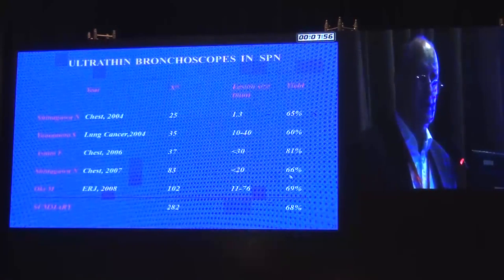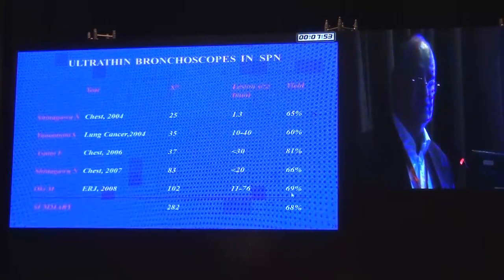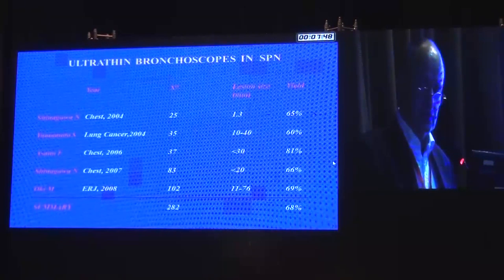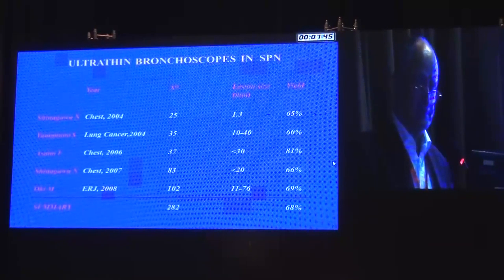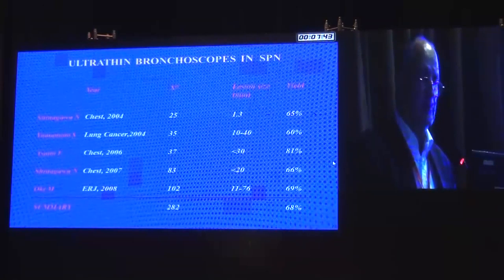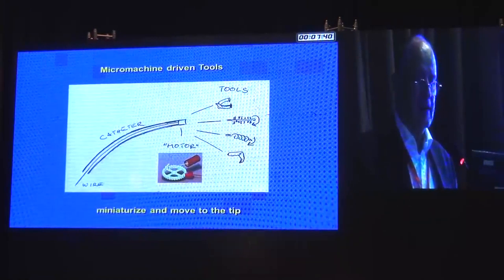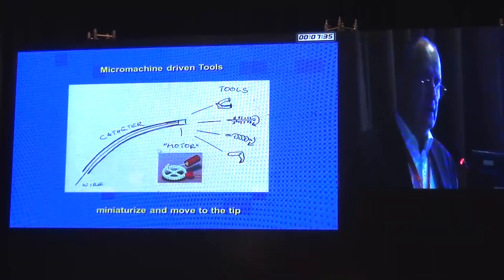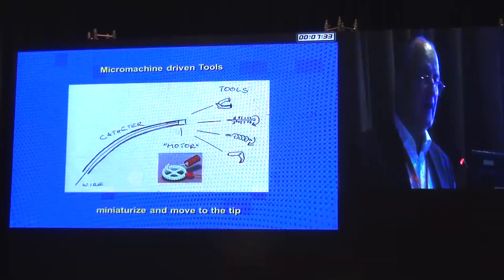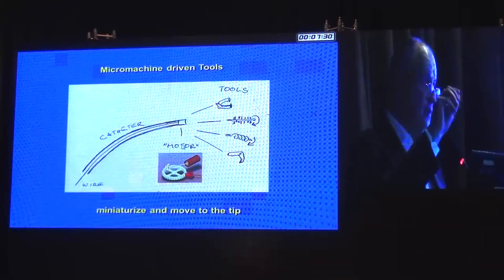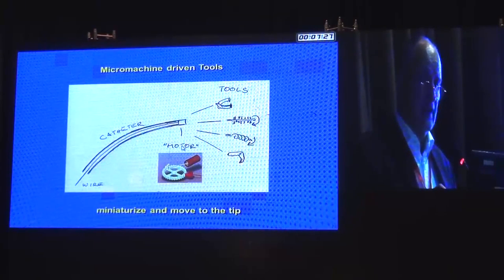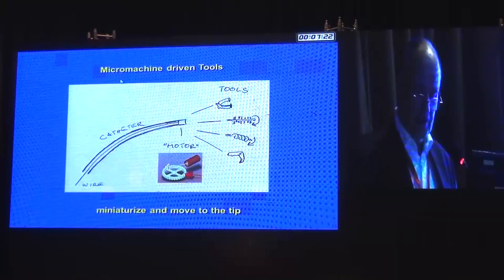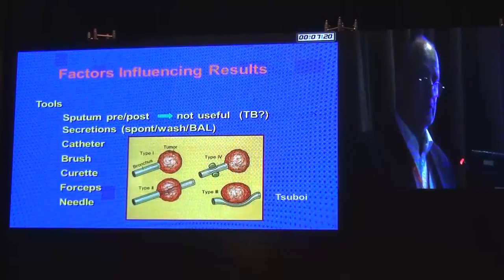Here you see results from 60 to 80% with Atlas Slim endoscopes, especially when you use virtual imaging for the navigation. I think one of the future developments might be the nanotechnology with micro machines that you have at the tip of the ultra-thin endoscopes that are driven by electricity to take biopsies or brushes. So this might be an alternative for improvement.